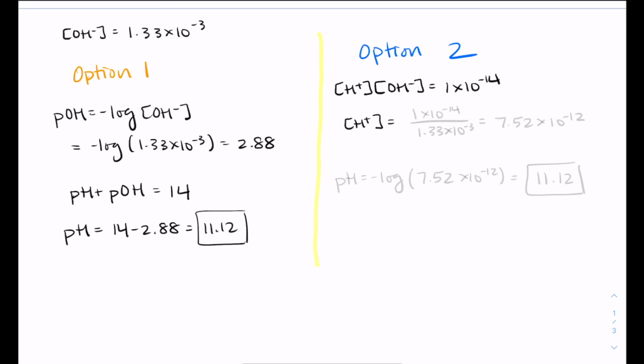So I've got side-by-side solutions for you here so that you can see them both. Option 1 where you find the pOH and then convert it to a pH. Option 2 where you find the concentration of H plus and then convert that to a pH. Either one, as you can see, gives a pH of 11.12, which should sound correct to you because this is a basic solution. So we had a weak base in solution. We need to get a basic pH for our answer.